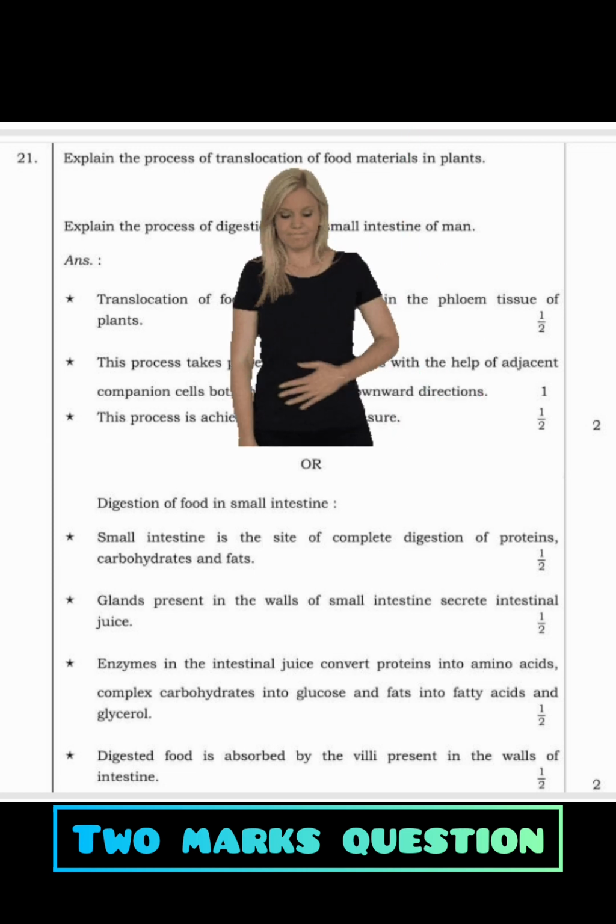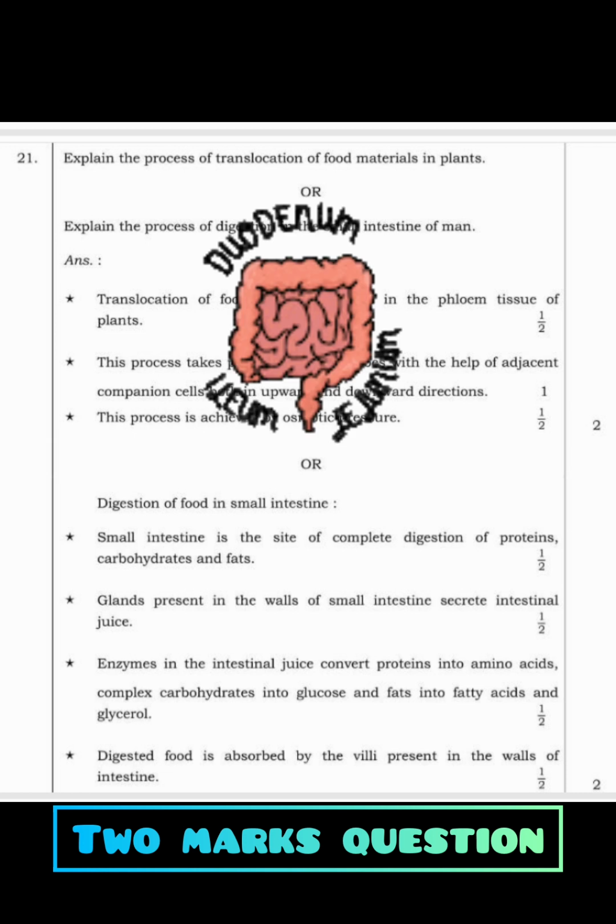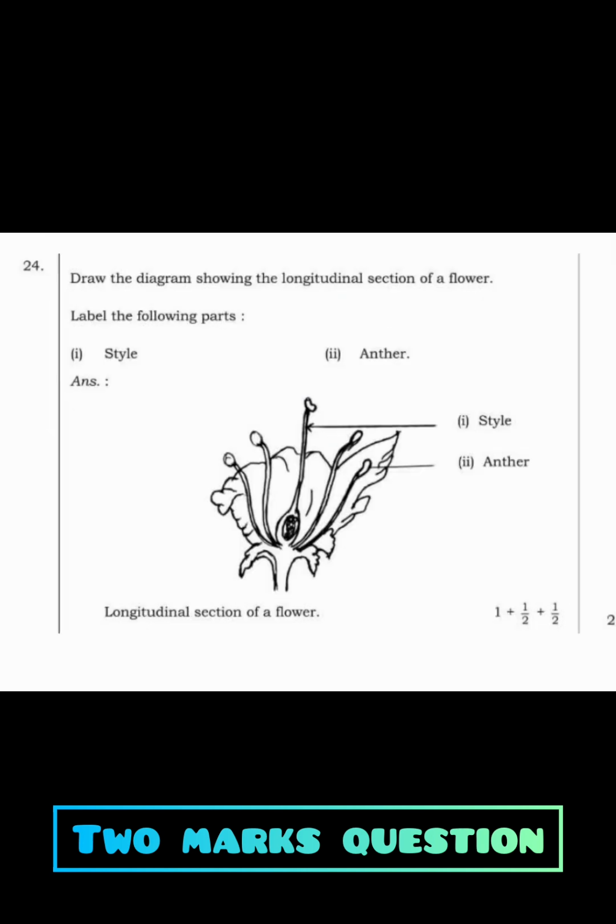Enzymes in the intestinal juice convert proteins into amino acids, complex carbohydrates into glucose and fats into fatty acids and glycerol. For this half marks. Digested food is absorbed by the villi present in the walls of the intestine. For this half marks.